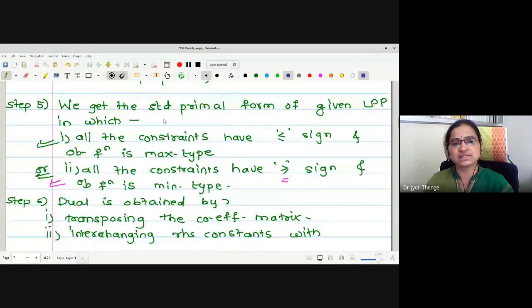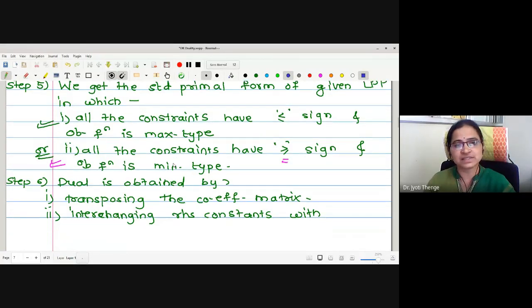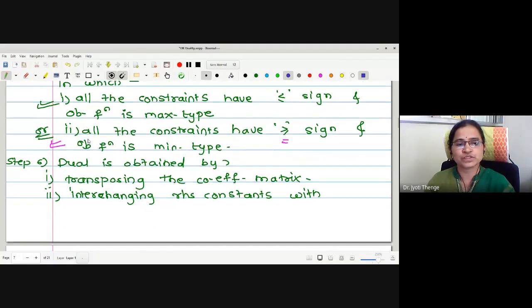Then step number 5 tells us the standard primal form. There are two standard primal forms actually. First, all constraints are of less equal sign and the objective function is maxima. Second, all constraints are greater equal sign and the objective function is minimum. If I start with the first form as the standard primal form, then its dual will have this kind of structure: constraints of greater equal sign and the objective function is minimum, because this is a primal-dual relationship. While solving the examples, we will start with the first standard primal form, that is, all constraints are less equal type and the objective function is a maximum.